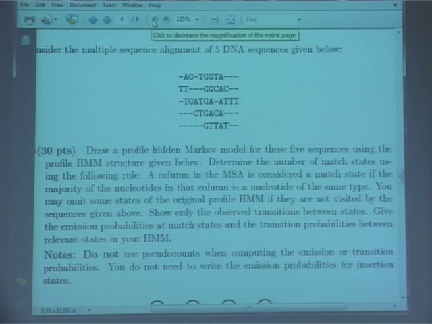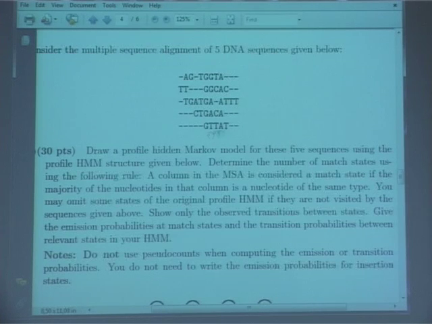A column in the MSA is considered a match state if the majority of the nucleotides in that column is a nucleotide of the same type. Okay, so it has to be counting all the gaps. We need to have a majority, and in this case, we have only 3 match states. This TTT, this GGGGG, and this AAAAA is our match state. No other columns satisfy this property, so we are going to have 3 match states in this example. This one, GGG, TTT, and all A, okay?